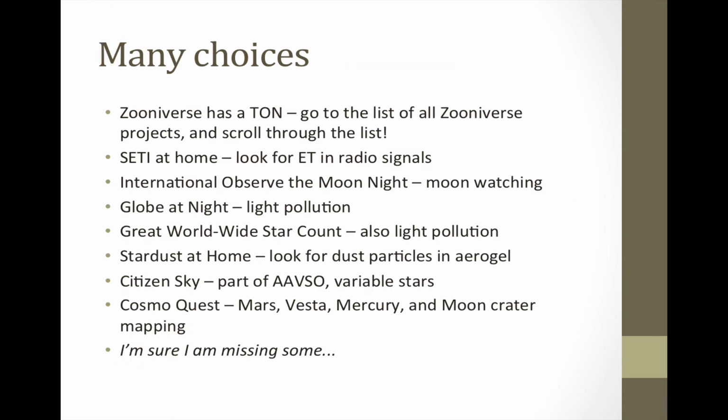There's many choices. Zooniverse is one of the biggest organizations that produces these, and so they have a ton, not just in astronomy but in all sorts of fields. You can go to the list of Zooniverse projects and just scroll through the list. One of the oldest citizen science programs is something called SETI at Home, where they're looking for extraterrestrial life, basically in radio signals obtained from other stars.